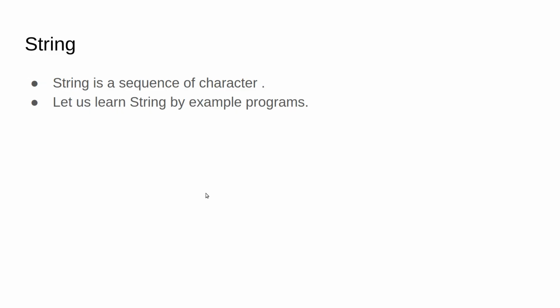Now let us see what strings are. A string is a sequence of characters. In other programming languages such as C and C++, a string is an array of characters. Similarly, in Python also, it can be considered as an array of characters. So here we can define it as a sequence of characters. Now let us see different examples of string programming in Python.